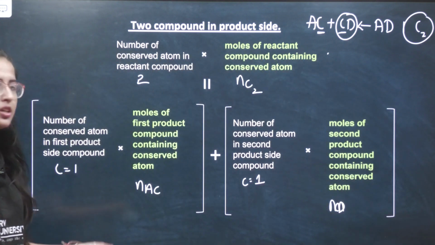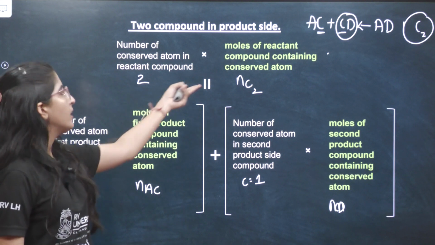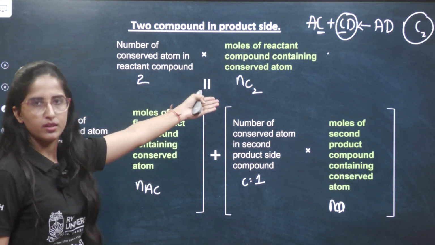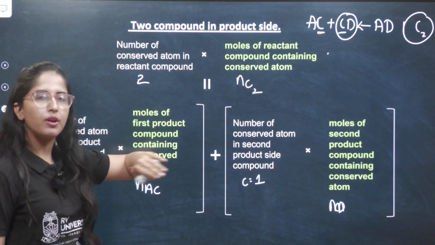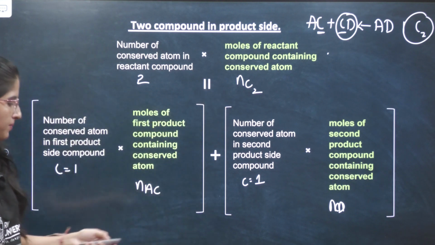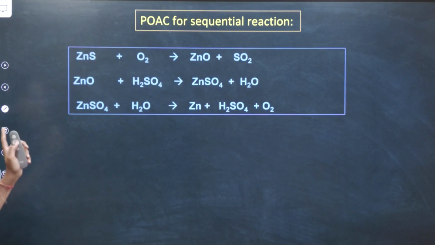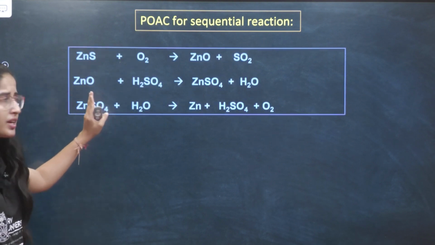And out of this equation, what will you do? Simply, given mass divided by molecular mass, you can convert to the number of moles. And from there you can find the given mass. And now see, if a sequential reaction is given. Clearly see, this is a sequential reaction.